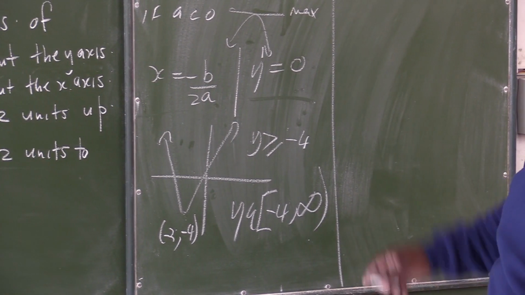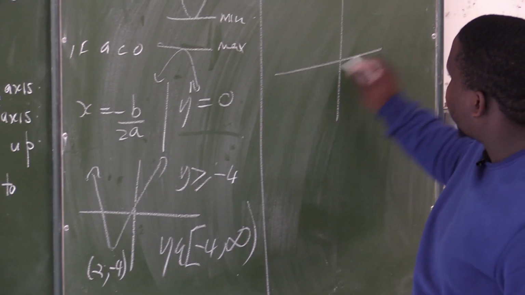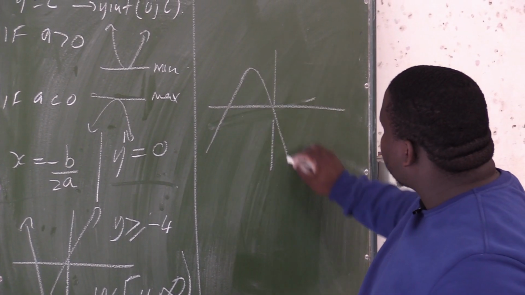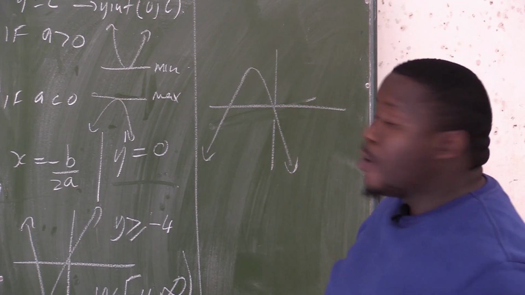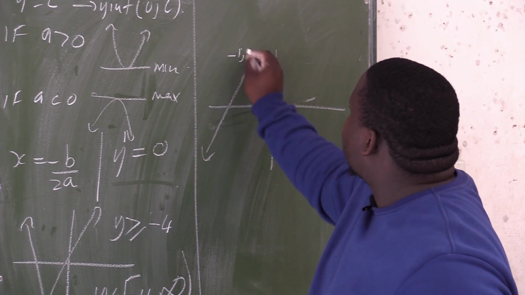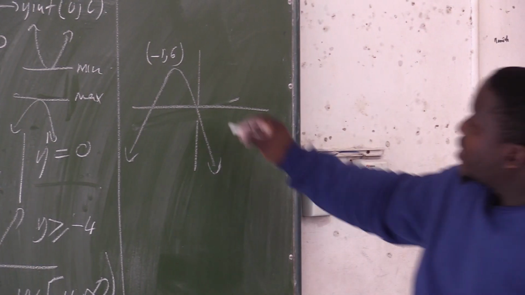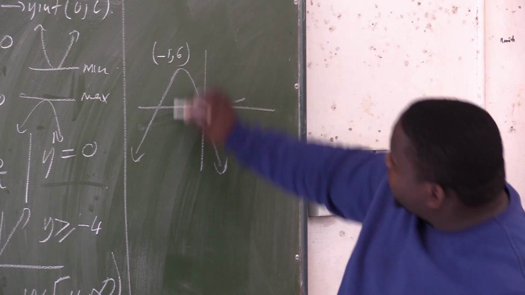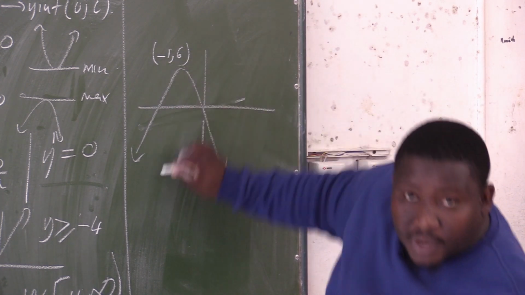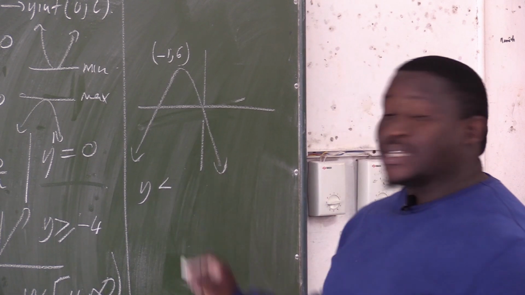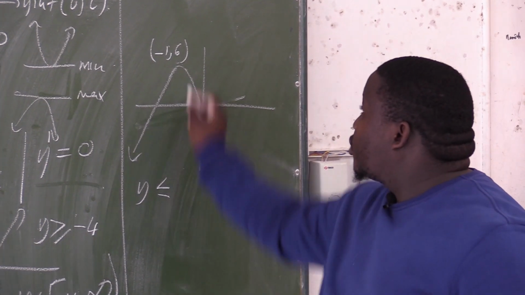But what if the graph is facing down? What is going to happen? So if I have a graph that is facing down like this, and I have a turning point here which says (-1, 6), and I want you to give me the range. Check the turning point. The graph is below from here. It means my range will say y is less than or equal to what?